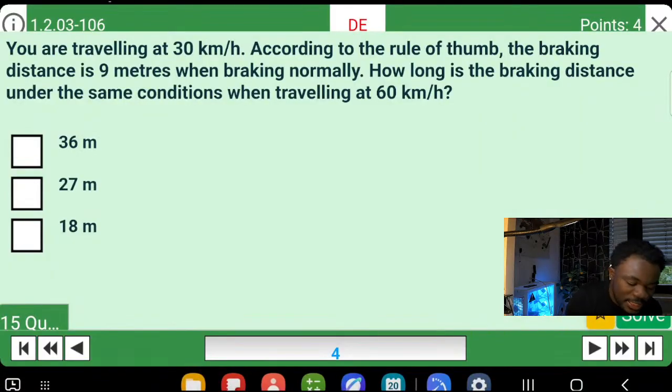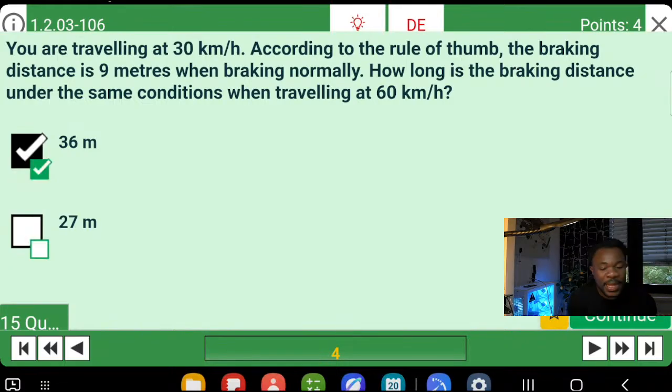So the answer here is 36. I could simply pick the answer, but I really wanted to show you guys how we got the 36. So in case you come across questions like this, but they are giving you another speed, that's not going to be a problem for you. You're still going to be able to determine your answer.